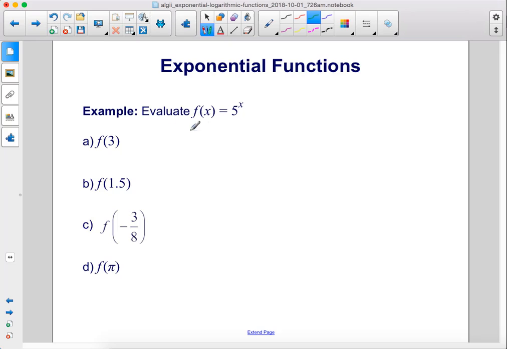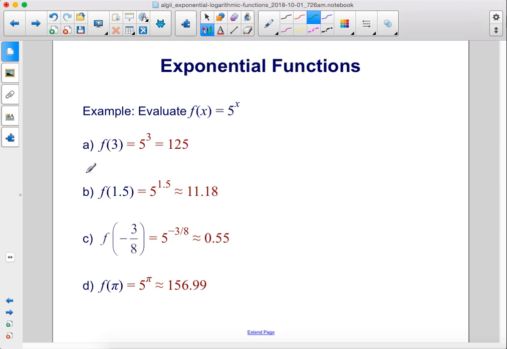Example: evaluate f of x equals 5 to the x in these 4 different scenarios. A, f of 3. So if we plug 3 in here, that gives us 5 to the third power, which is 125. If we plug 1.5 in here, 5 to the 1.5 power is about 11.18.